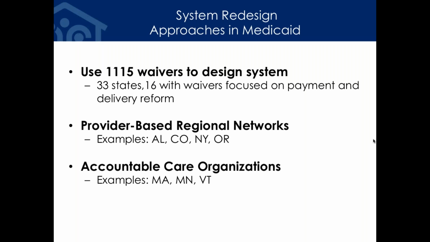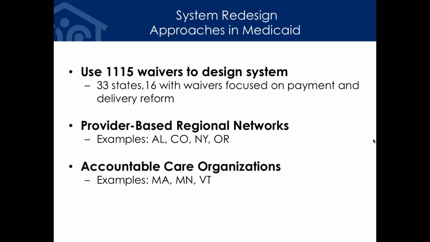And these 1115 waivers have been used to take a number of different approaches. States have designed provider-based regional networks. Alabama, for example, has regional care organizations that they're working towards implementing, and Oregon has coordinated care organizations. These look a lot like accountable care organizations and provide opportunities for providers to better collaborate and receive some opportunities for incentive payments, as well as investment payments.